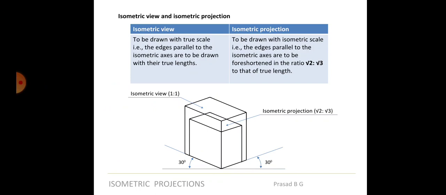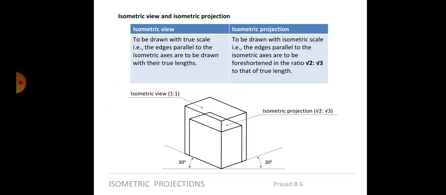Now what is the difference between isometric view and isometric projections? There's a small difference between the two. What do you mean by isometric view? Isometric view means you are drawing at an angle of 30 degrees, but you are drawing it with the actual or true length. Then we call that isometric view. But if you are drawing at an angle of 30 degrees and you are drawing it to the isometric scale, that is true length into 0.8164, then that is called isometric projection.